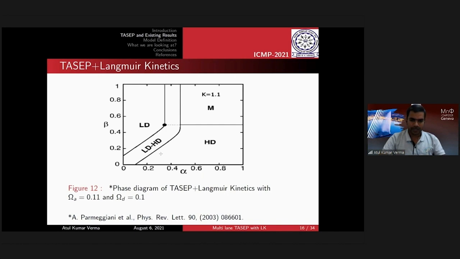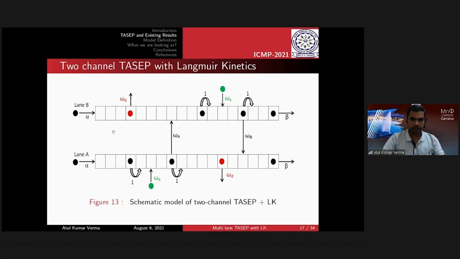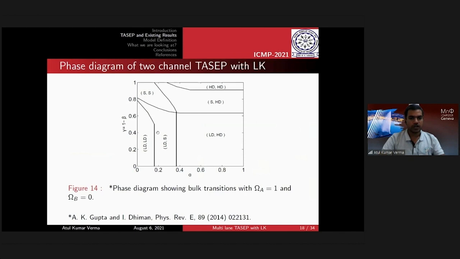So this is the two channel. We are moving from one channel to two channels: two channel TASEP with Langmuir kinetics. This is the model, because in actual transport there is more than one lane. To mimic the more realistic situation, we consider two lanes; this work is already done. So this is the phase diagram. Here, instead of the three phases we get in one TASEP, we are getting six different steady state phases.